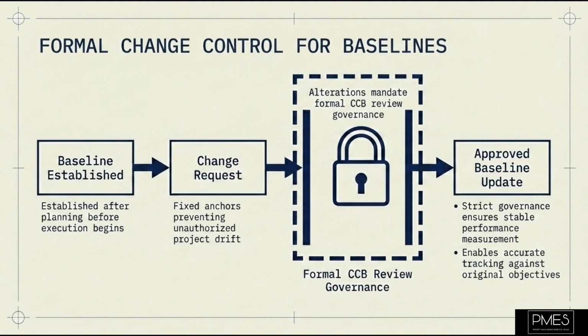for review and approval. This formal change control process ensures stability and provides a stable reference point against which project performance is measured. If baselines were to change without strict governance, it would be impossible to accurately track whether the project is on track regarding its original objective. Therefore, maintaining the integrity of baselines is paramount for effective monitoring and control.